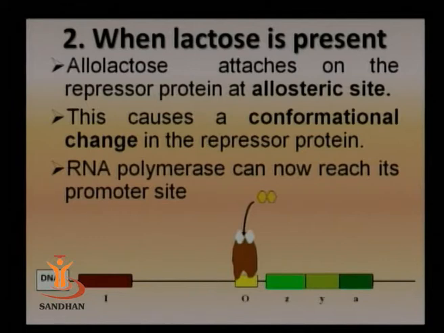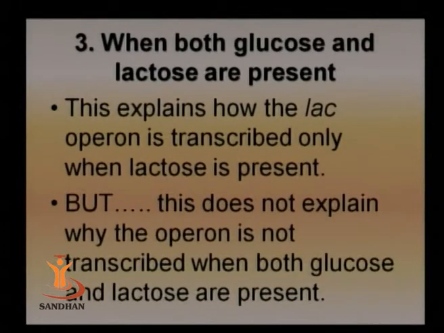Because of the change in the structure, now it cannot occupy the place, right? And so that place is available for the RNA polymerase and it can reach its promoter site and the transcription can proceed. So in other words, you can say the Lac Operon gets switched on.